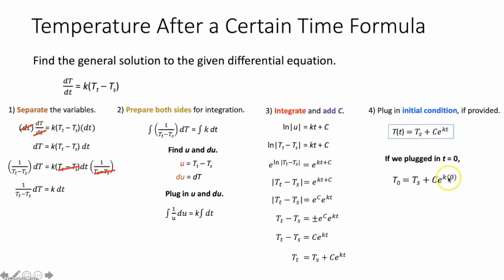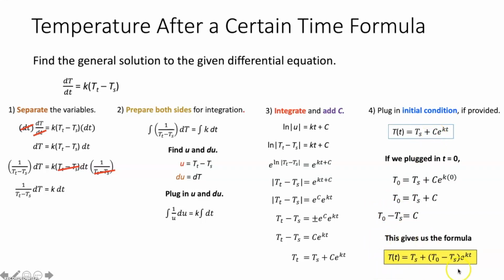We can now simplify this. K times 0 is going to be 0. E to the 0 is going to be 1. So we just have T sub 0 is equal to T sub S plus C. To get C by itself, I would just subtract T sub S from both sides, and I get that my constant of integration is actually equal to my initial temperature, T sub 0, minus the surrounding temperature, T sub S. So I can take this difference and plug it in for C, my constant of integration up here, and I get my exact formula for finding the temperature of an object after a certain time, where T of t is the temperature of the object after a certain time, T sub S is going to be the surrounding temperature, T sub 0 is the initial temperature of the object, K is a constant, and t would be time.